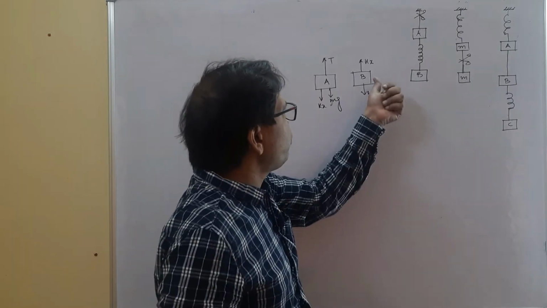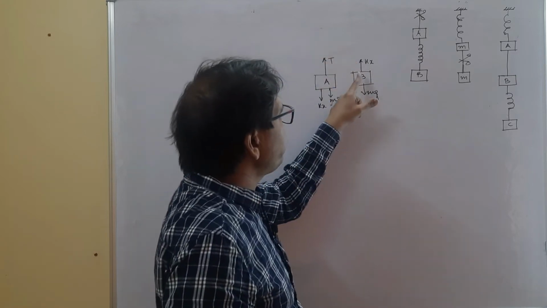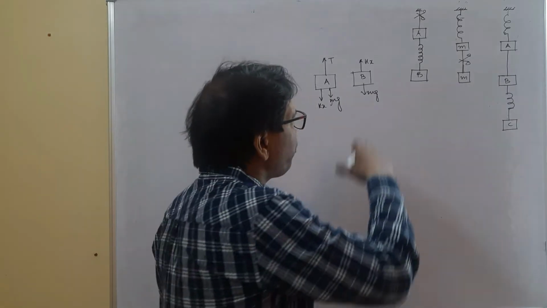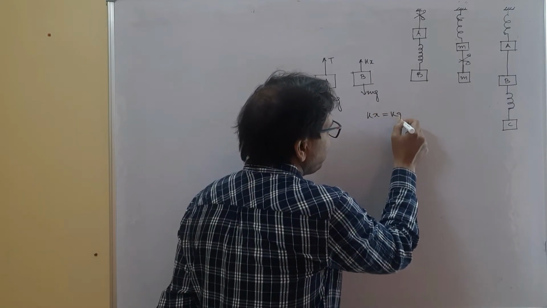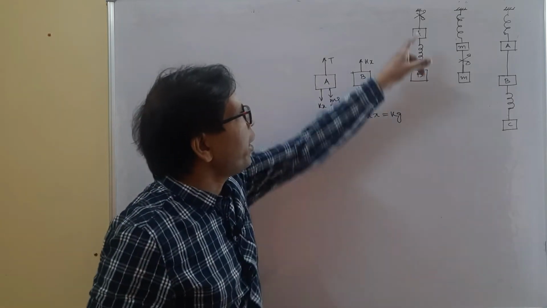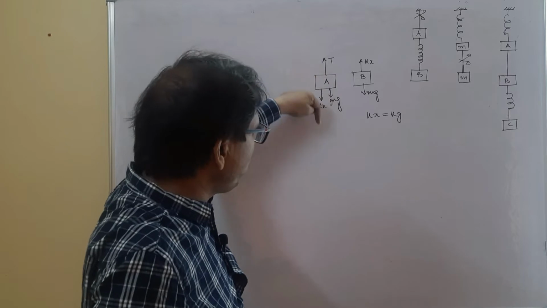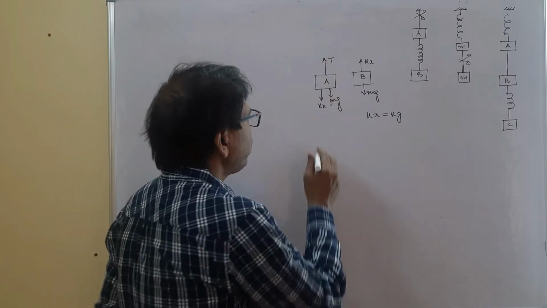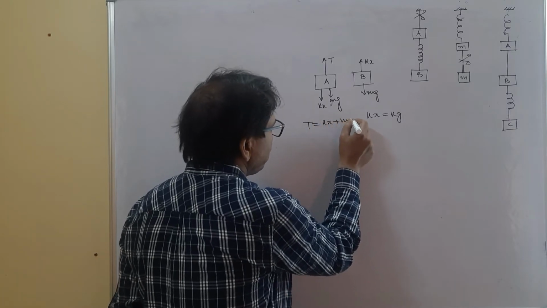So look at this, the forces acting on B of mass m are mg downward and spring force kx vertically upward. So in equilibrium, upward force equals downward force, so kx equals mg. And for A, look at this, spring force kx downward, mg downward and T upward. So here T equals kx plus mg.